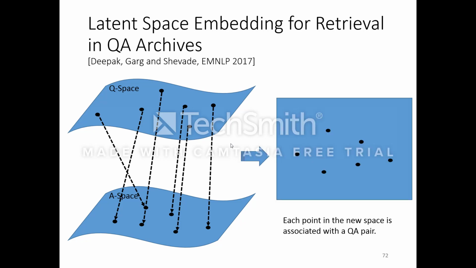Each of these edges will give you a point, and these edges are connecting the question part and the answer part. So each point in the new space is associated with a new QA pair, and there is a neighborhood for each of these edges. There is a neighborhood coming from the top end of the edge, and there is a neighborhood coming from the bottom end of the edge, which are basically the Q space and A space neighborhoods, and you try and preserve them as much as possible.